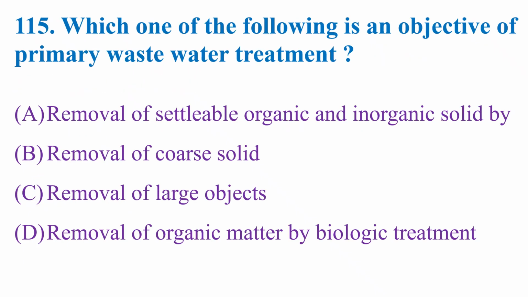115. Which of the following is an objective of primary wastewater treatment? So the primary wastewater treatment mainly focuses on physical processes like the sedimentation process. So its main objective is removal of the settleable solids. It can be both organic and inorganic ones. So it is done usually using the sedimentation tanks, that is known as primary clarifiers. So the correct option is option number A, that is removal of settleable organic and inorganic solids.